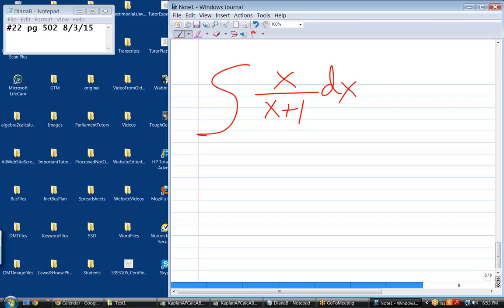Can't use the power rule on this. The top is not the derivative of the bottom. I can't use typical U substitution. There's really only two kinds of U substitution that I know about, and that's one where the top is the derivative of the U, but this one's a little different. Watch what happens when I use u equals x plus 1.